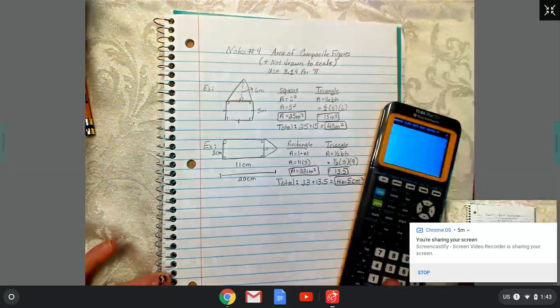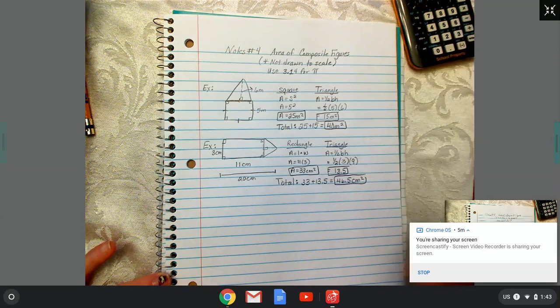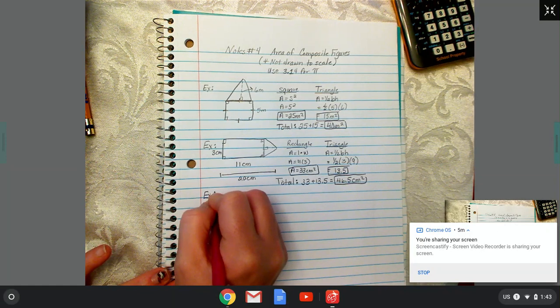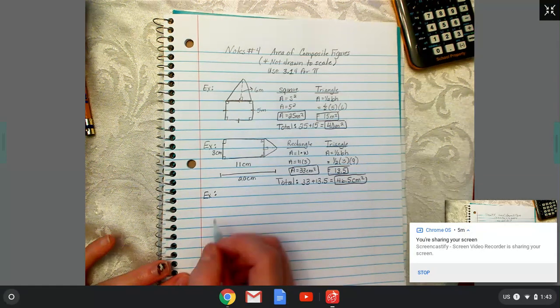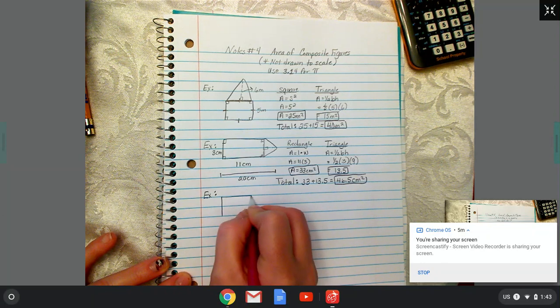Once again, if you have your own calculator you want to use, you can. You can also keep using Desmos, but know that we don't have an end of the year assessment for sophomores this year. So here's another shape.